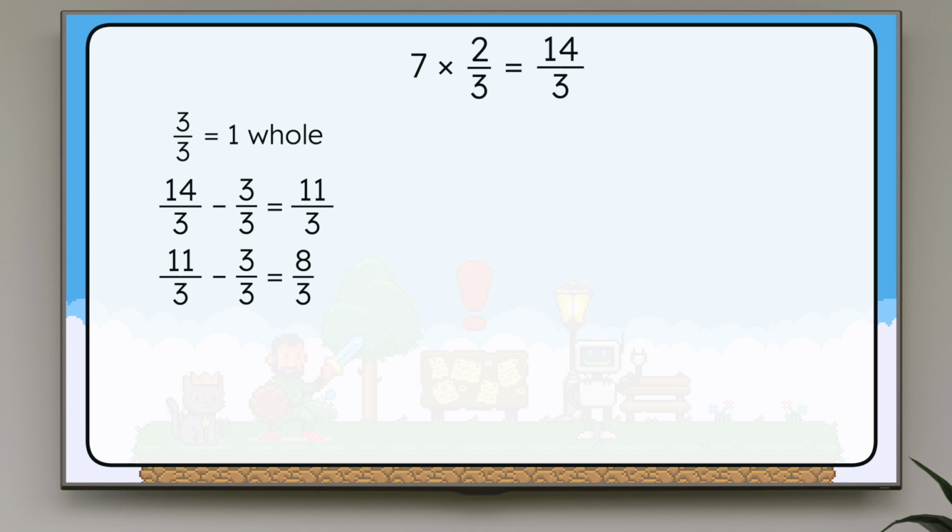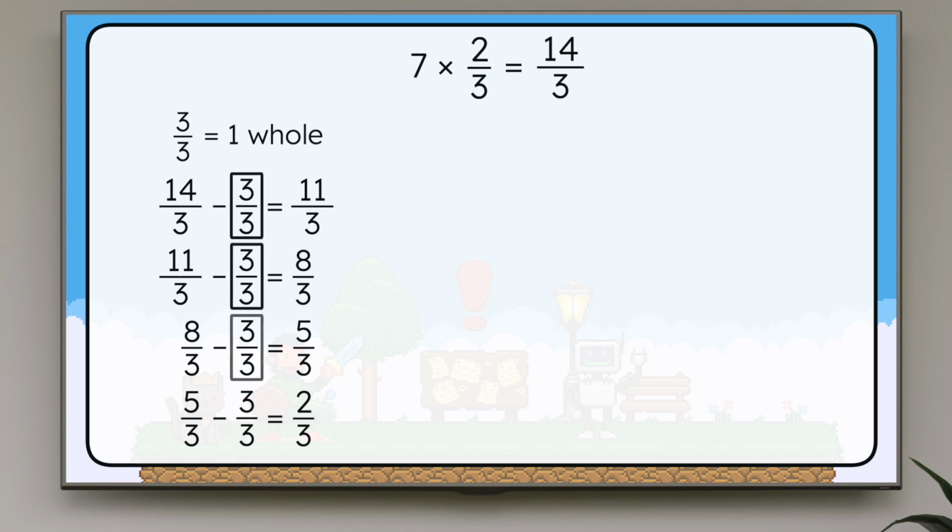Gotta keep going. 8/3 minus 3/3 equals 5/3. Almost there. 5/3 minus 3/3 equals 2/3. Oh, a proper fraction at last. So we subtracted 1, 2, 3, 4 wholes and have the proper fraction 2/3 left over, or 4 and 2/3 in all.